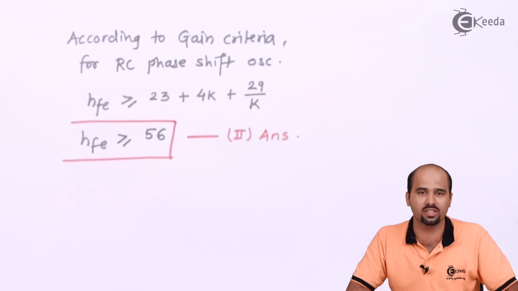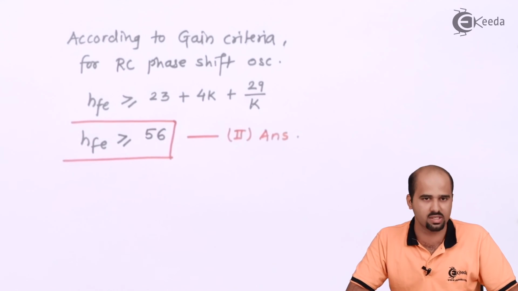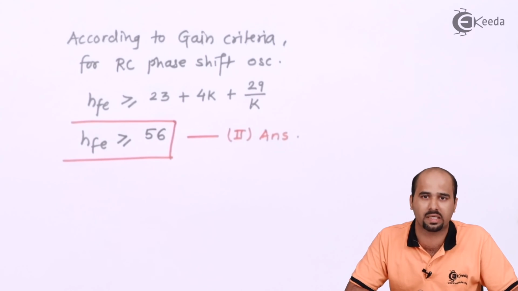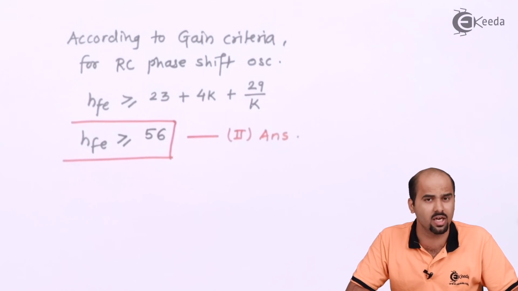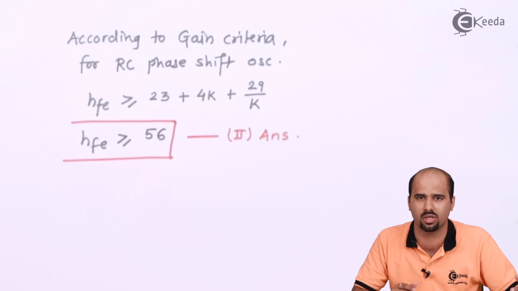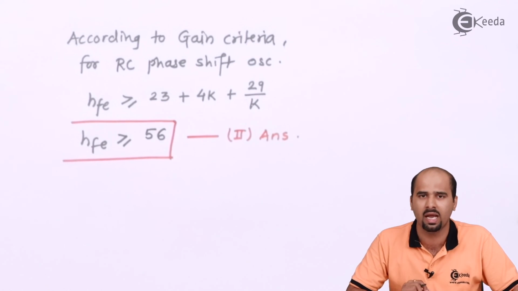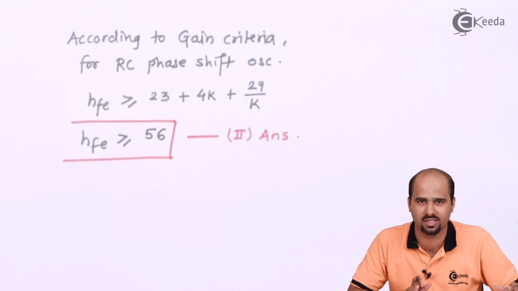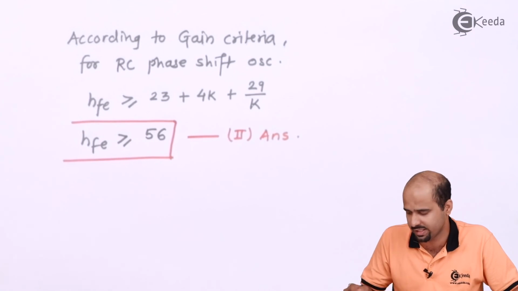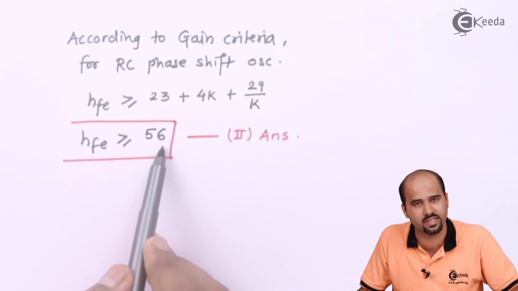So we got these two answers. First is F0, that is near about 5 kilohertz. I'm saying near about because we will be getting 5.023 or something like that. So I will say that it's nothing but 5 kilohertz frequency. And the HFE I will be getting, that I have to treat as greater than or equal to 56. So we will wind up this particular numerical.